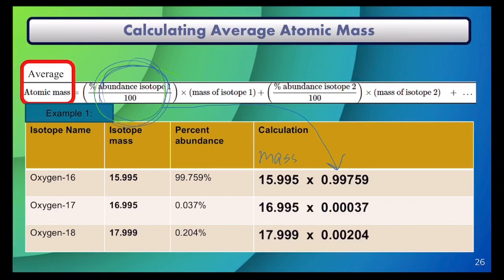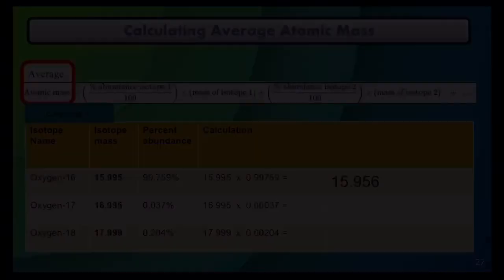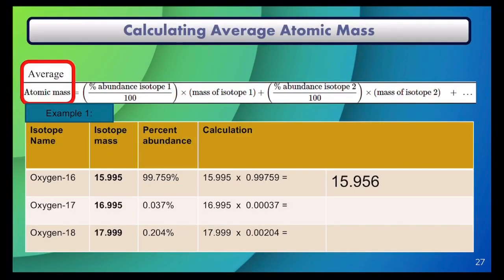Okay. So now that we've set everything up, we'll do each section together. For the first set of numbers, 15.995, this value has 5 significant digits present. 0.99759, this also has 5 significant digits. So when we calculate our answer on the calculator, you're going to round the answer that you record to 5 significant digits. So our answer after multiplying is 15.956.